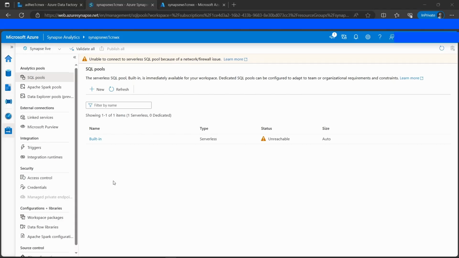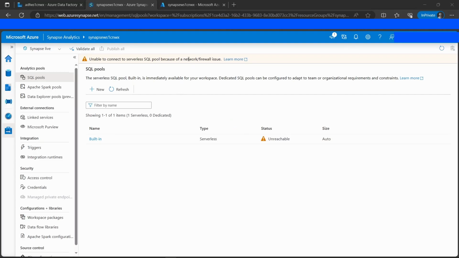Today I am going to talk about one of the common problems in Synapse Analytics: some of its resources are unreachable. The common issue is with network and firewall. As you can see here, the built-in serverless pool is unreachable. So how to solve it?